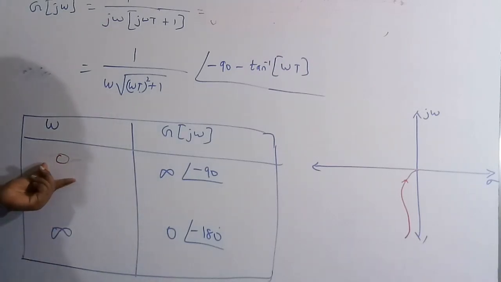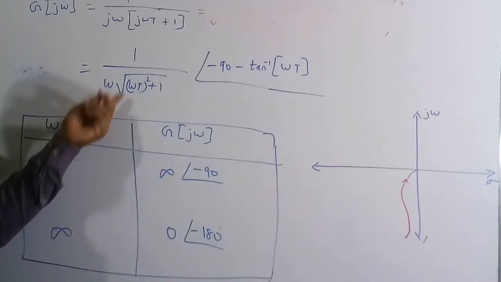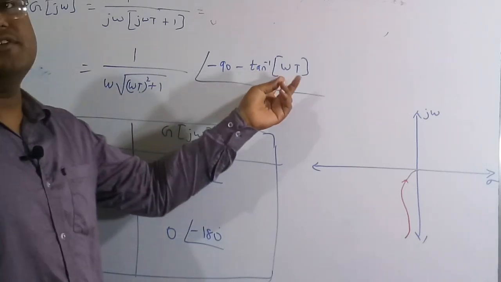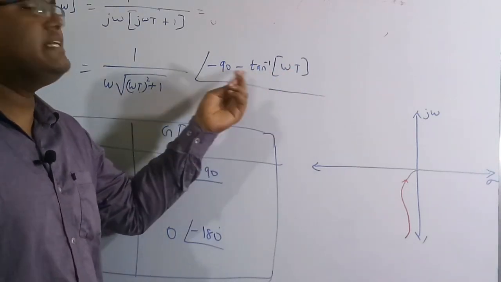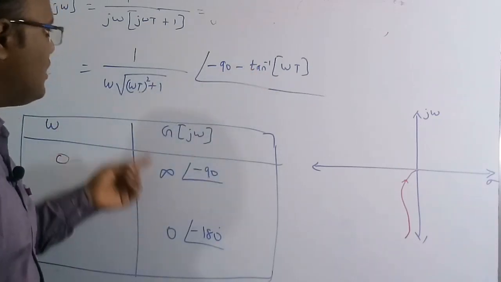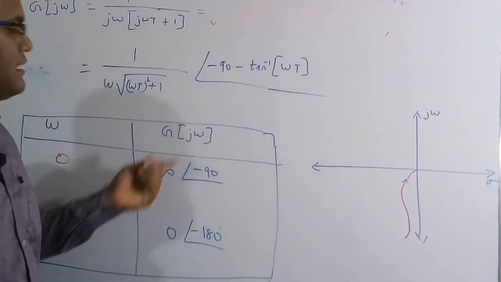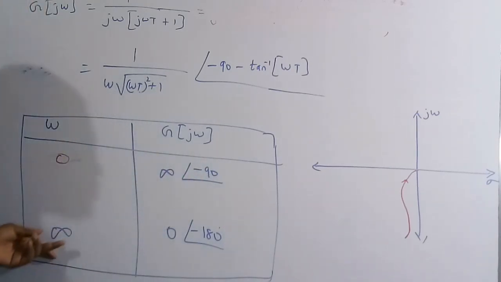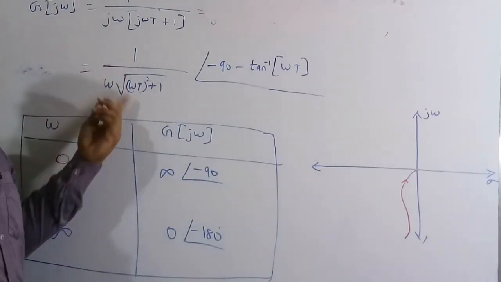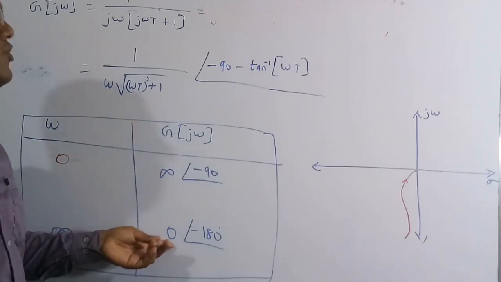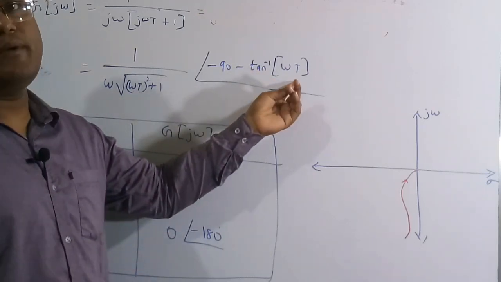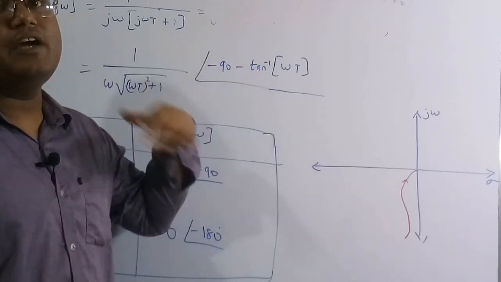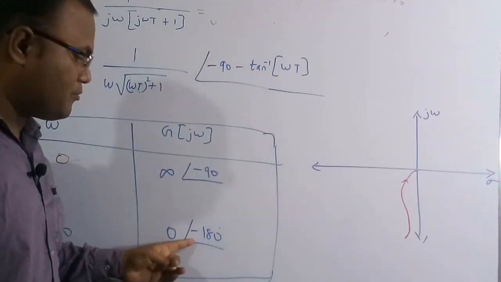When omega is equal to 0, if I substitute omega equal to 0, 1 by 0 is infinity, and tan inverse 0 is again 0, so minus 90 minus 0 is minus 90. So when omega is equal to 0, the magnitude is infinity and the angle is minus 90. When omega is equal to infinity, 1 by infinity is 0, and tan inverse infinity is 90 degrees, so minus 90 minus 90 gives us minus 180.